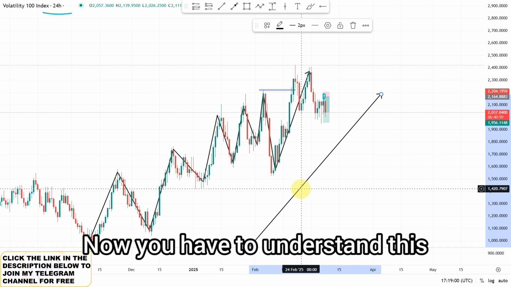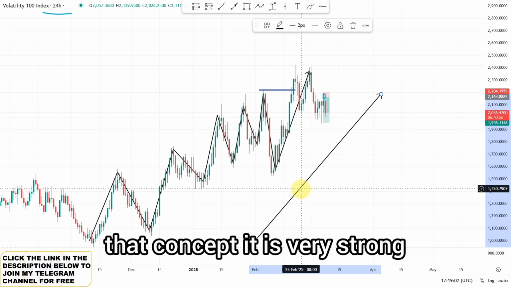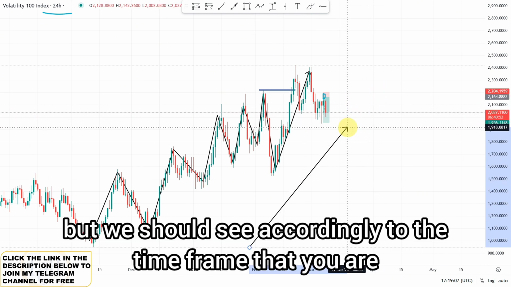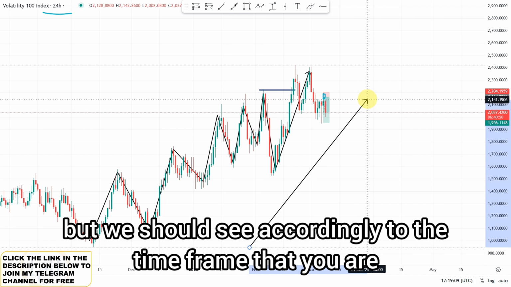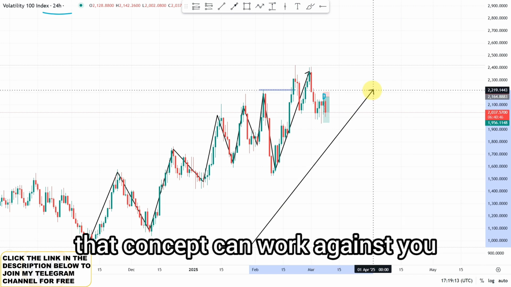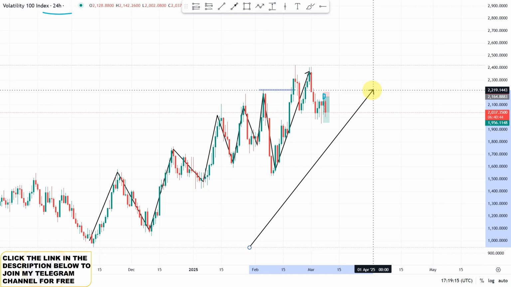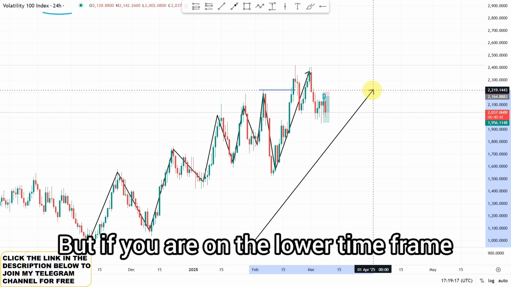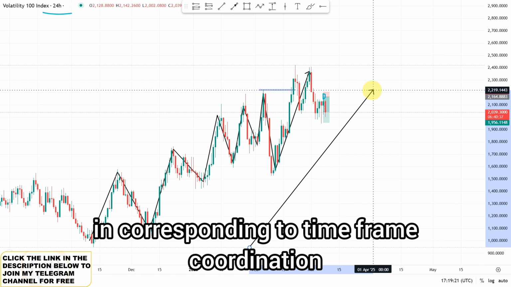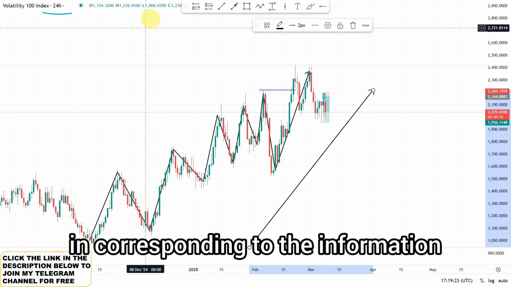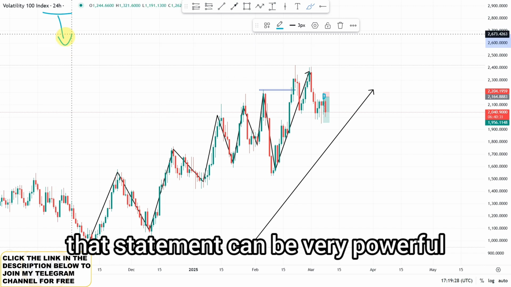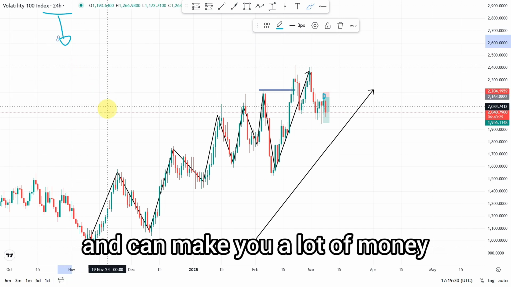Now you have to understand this: that concept is very strong. We should not ignore the concept of riding the trend, but we should apply it according to the time frame that you are on. If you are on the daily time frame, that concept can work against you and can work for you. But if you are on the lower time frame, in correspondence with the information that you see on the daily time frame, that statement can be very powerful and can make you a lot of money.